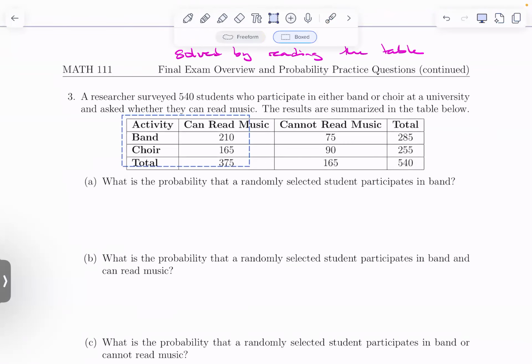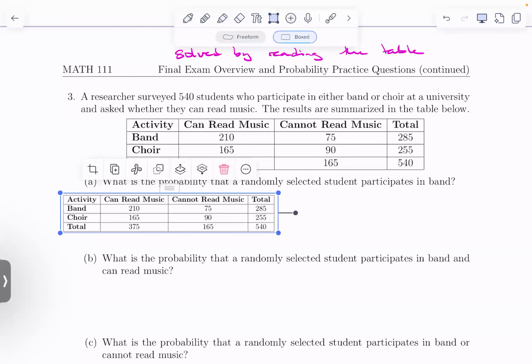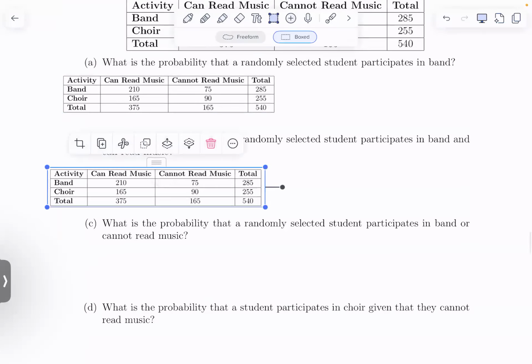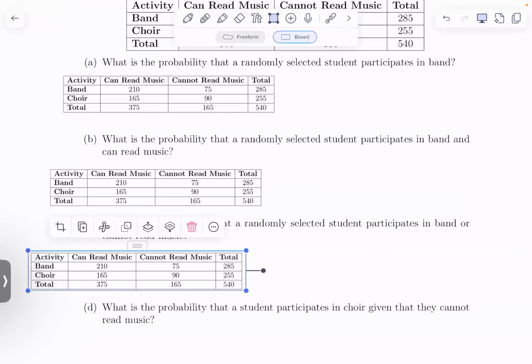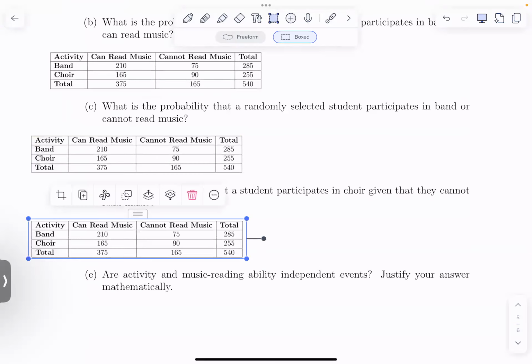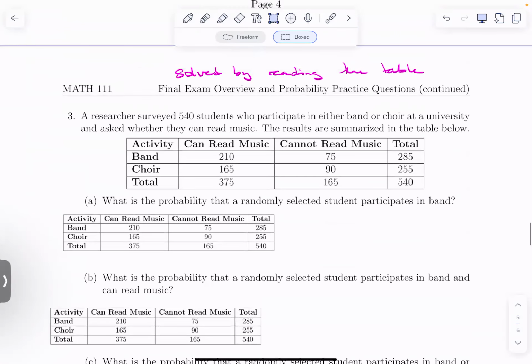Okay, and because I can, I'm going to make a copy and highlight it in each section. Paste it, paste it, paste it, paste it, and not for that last one.